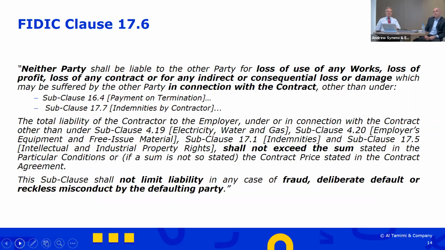And so, as I say, my favourite clause, 17.6 of the FIDIC contract. I've highlighted some of the words in bold just to illustrate some of the quirky bits within it. As you can see, it's a limitation of liability clause. Neither party, so it's for the benefit of both parties. Not all limitation of liability clauses are always expressed as being for the benefit of both parties, so that's definitely something worth checking.